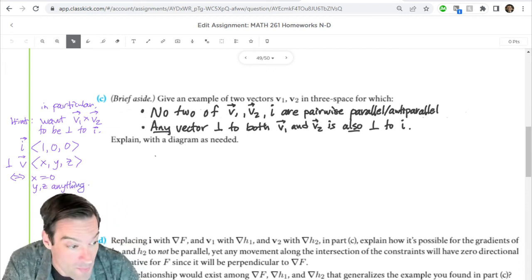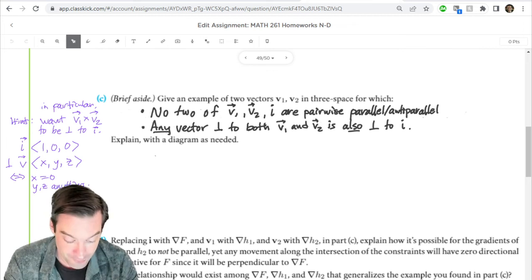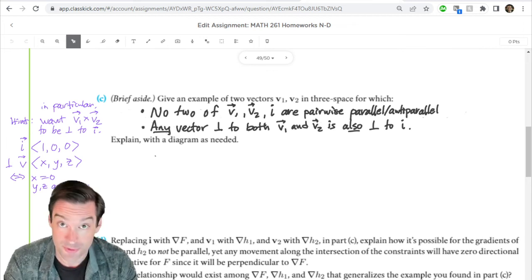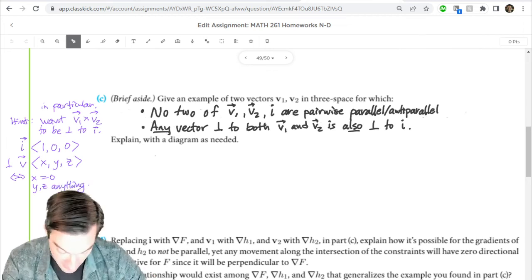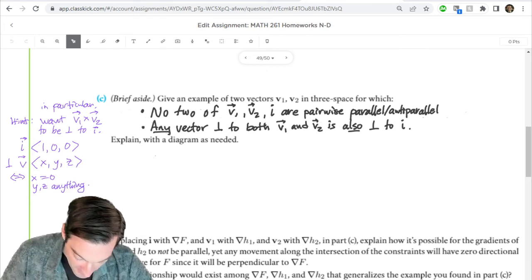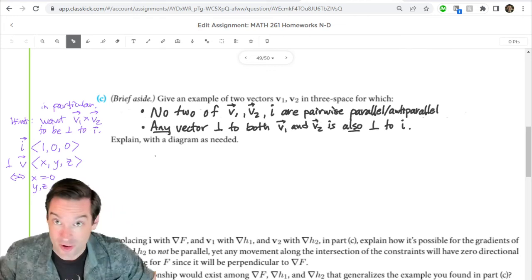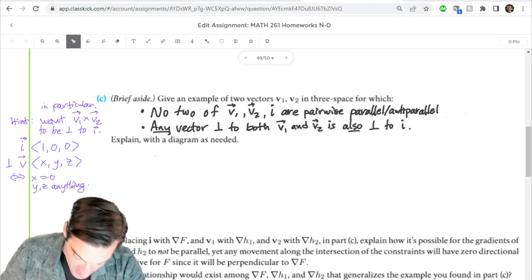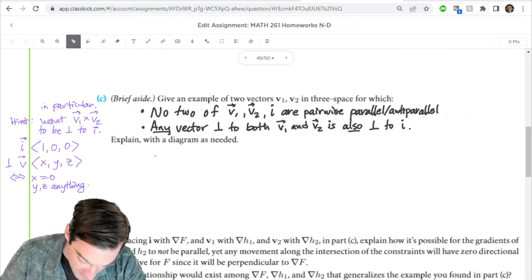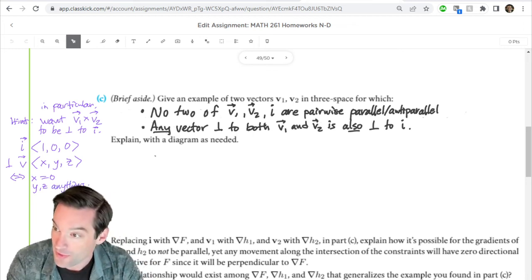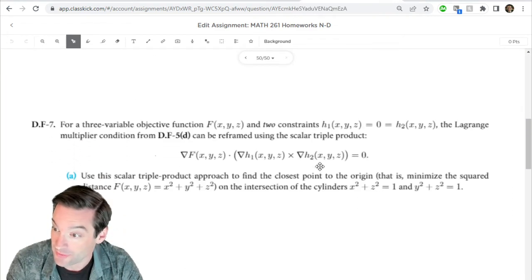So maybe that will help to get you a little bit closer to what you're looking for in this part C. I'm going to leave that there. We can continue that particular part of the discussion in the Discord after class, so that we can go to the question you asked about, which is DF7.